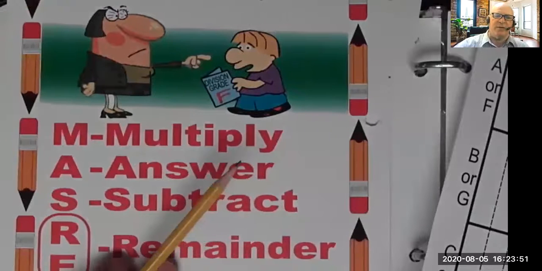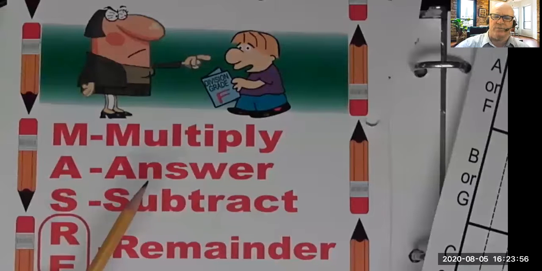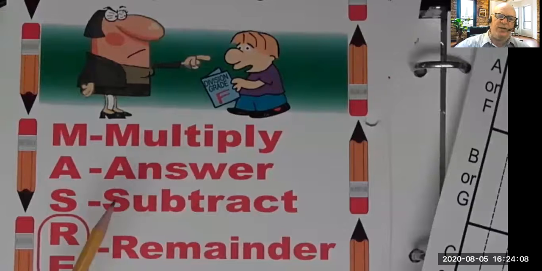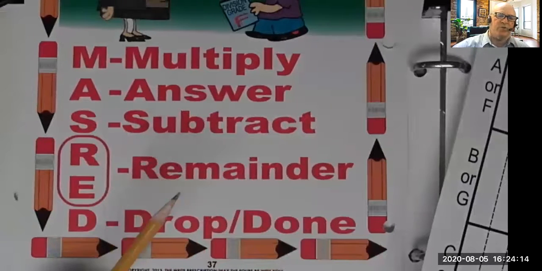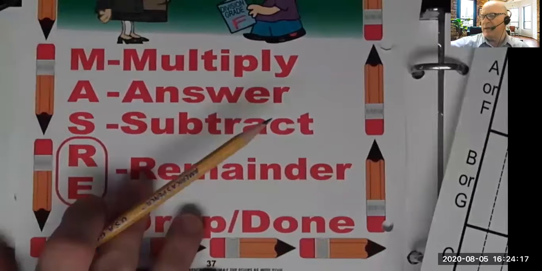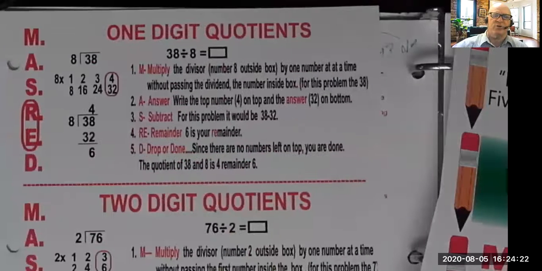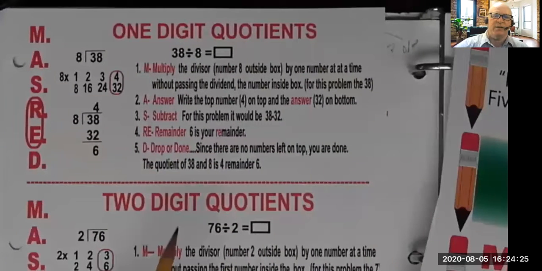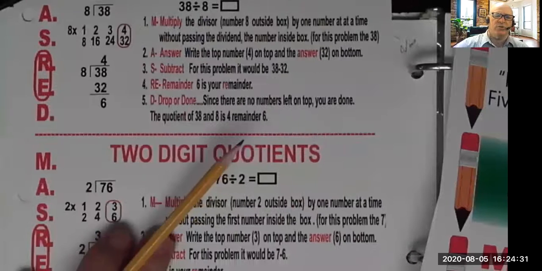M being we multiply some factor until we have an answer, also known as a product. Then you subtract that answer from the number that was the dividend inside the box to get a remainder. Then you'll either drop and go back to the top and do it all again, or we're going to be done. And on page 38 in your math posters, I've shown you how to do it with 1-digit quotients and also with 2-digit quotients.